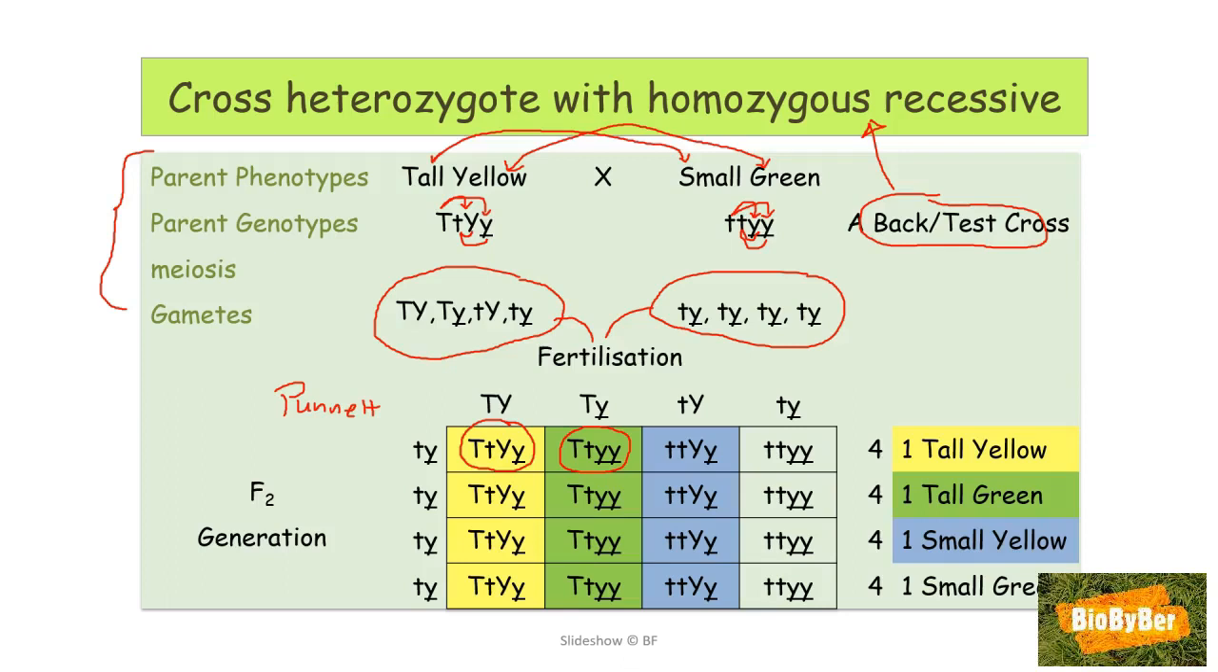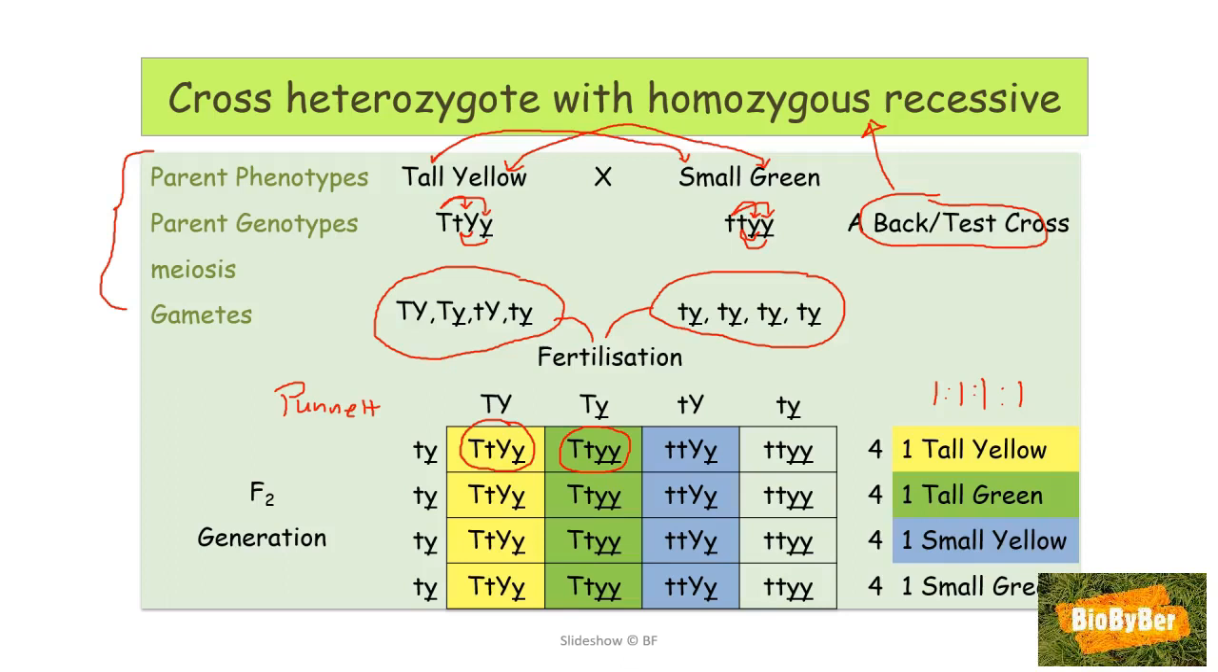So there'll be 4 tall and yellow ones, 4 tall and green ones, 4 small and yellow ones, and 4 small and green ones. From a mathematical point of view, that is a ratio of 1:1:1:1. So in a nutshell, when you carry out a dihybrid cross with a heterozygous parent and a homozygous recessive organism, you will get the ratio of 1:1:1:1.